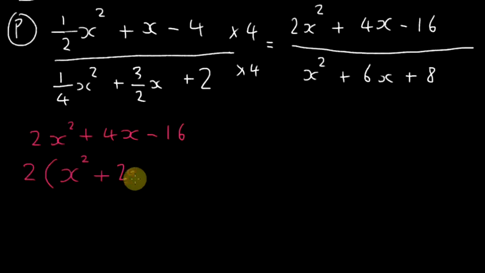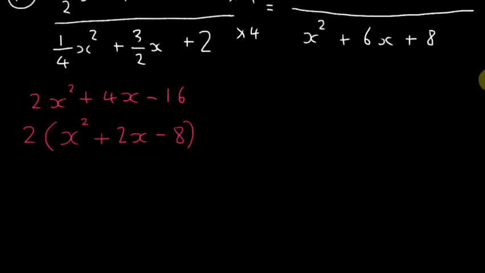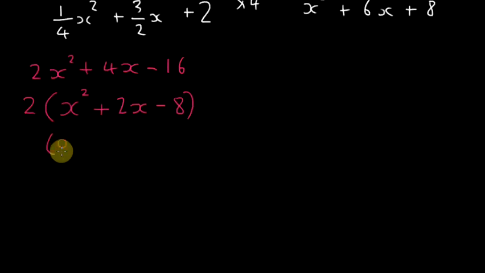2 times x squared plus 2x minus 8. Okay, and now we have to factorize this little baby, and we should be sort of home and dry, really. We should know how to do this. Some of us might be more adept at getting there quicker than others. It just takes a bit of practice, I guess.